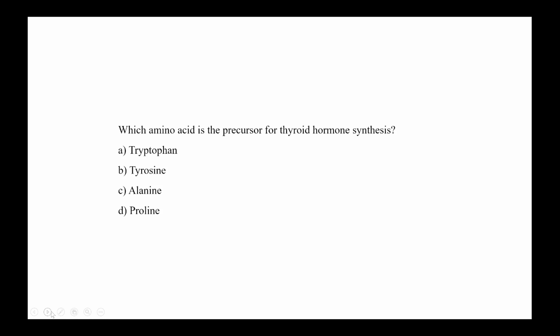Which amino acid is the precursor for thyroid hormone synthesis? Option A, tryptophan. Option B, tyrosine. Option C, alanine. And option D, proline.